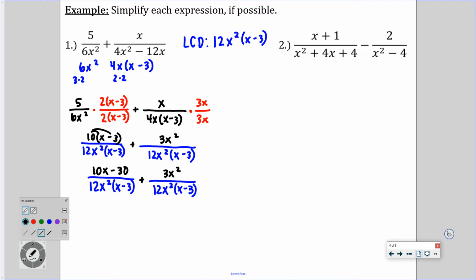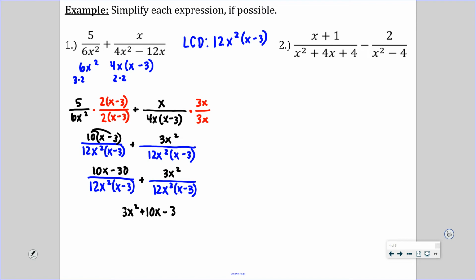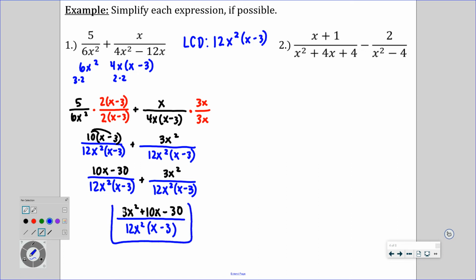We have to do AC. How do I add? No, not this time. How do I add fractions? I add the numerators, so I'm going to write this in standard form. I'm going to put that 3x squared first. That gives me 3x squared plus 10x minus 30 all over 12x squared, and don't multiply this through. Times x minus 3, that'd be your final answer.